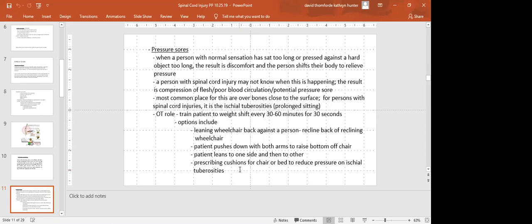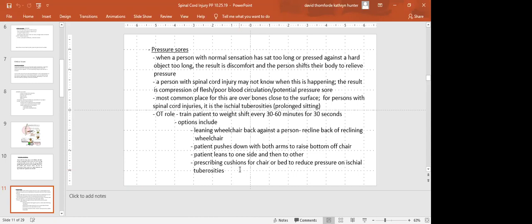One way, if the person's sitting in a wheelchair, you can just tip the wheelchair back so the wheelchair handles are sitting on like a cushion or a mat, or held by a person, which takes the pressure off the buttocks and puts it on the back. The person can also, if they have good arm strength, push down with both of their arms and raise their bottom off the chair. Alternatively, they can lean to one side for 30 seconds and then lean to the other side, taking the pressure off one buttock at a time.